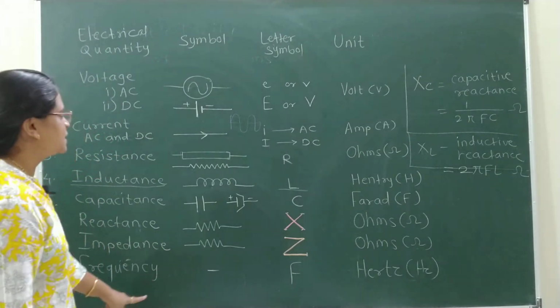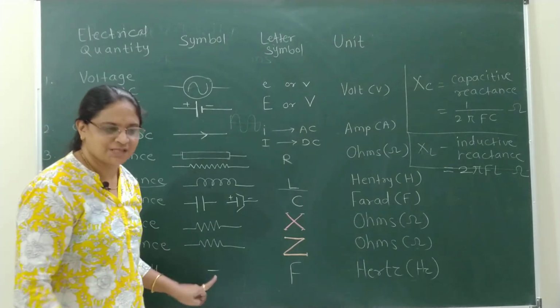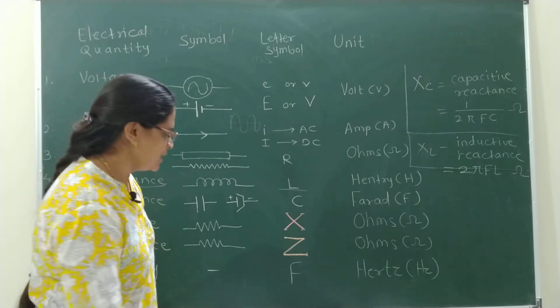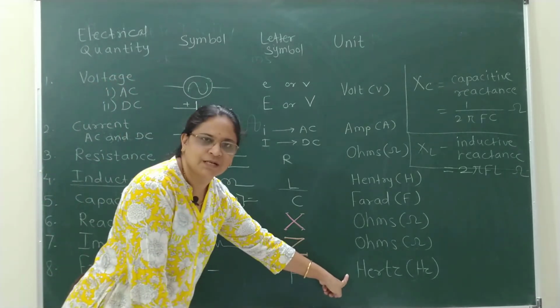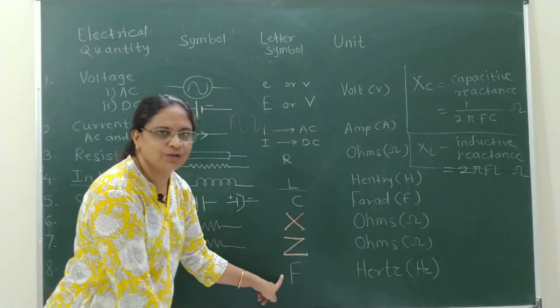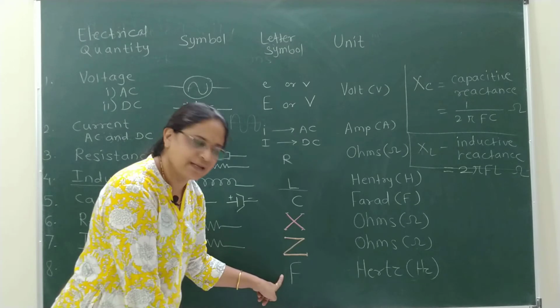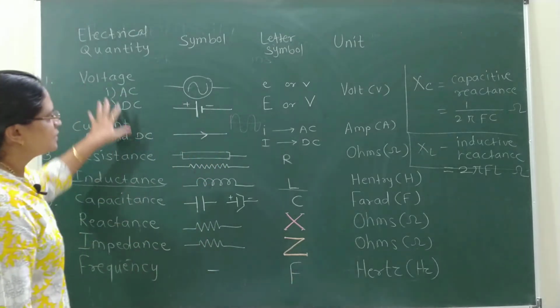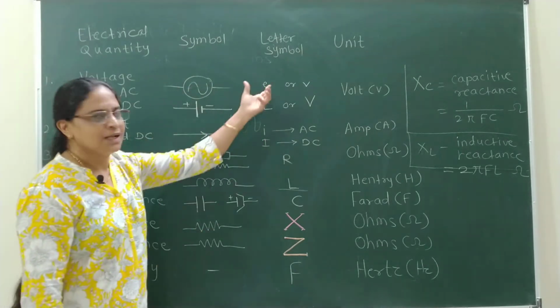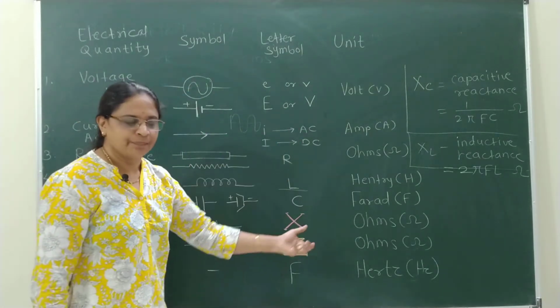Next, frequency. There is no separate unit symbol as such, because it is the number of cycles per second, that is 1 unit of frequency, whereas in honor of Hertz, it is also used as Hz, hertz, where the letter symbol used is F, capital F. In this way, these are the basic electrical quantity indications along with symbol, letter symbol and unit.